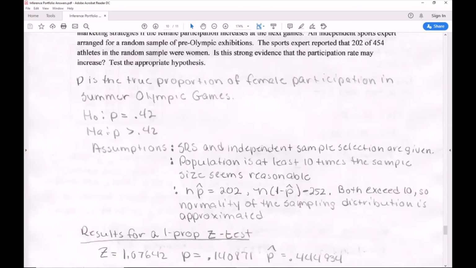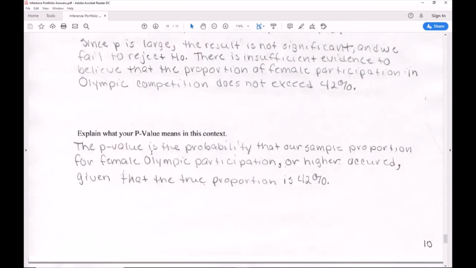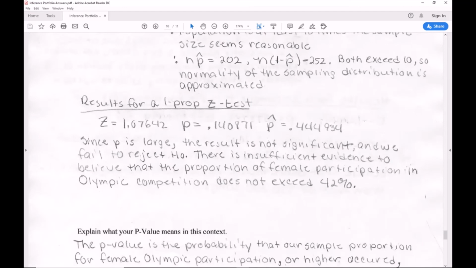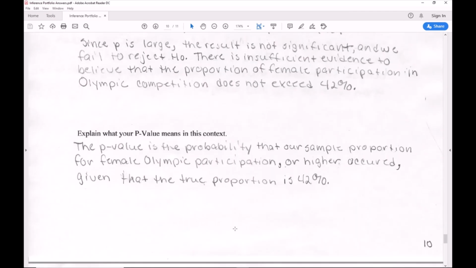I didn't look at it too closely, but you definitely have to be able to explain what a p-value means. All right, remember, here's your p-value. It's the probability of getting this big of a statistic or bigger given that H0 is true. So in context, it's the probability that our sample proportion for female Olympic participation or higher occurred given that the true proportion is 42%. Okay?